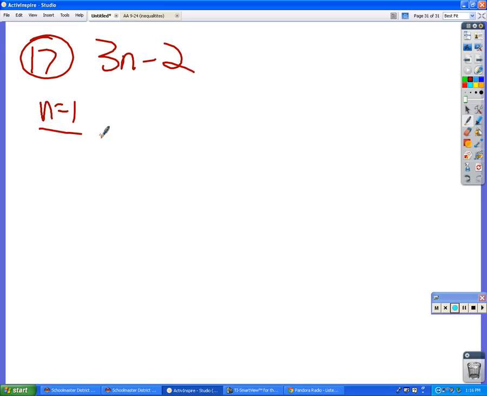The first term in this sequence would happen when n equals 1. So what do you get when you plug in 1 for n? 1, because 3 times 1 is 3, minus 2 is 1. Okay? Then you're going to plug in 2 for n, and you get 4, good, because 3 times 2 is 6, minus 2 is 4. And then if I plug in 3 for n, what do I get?